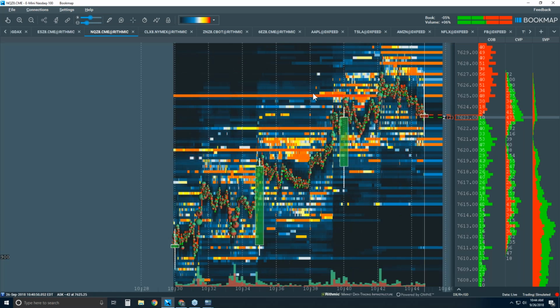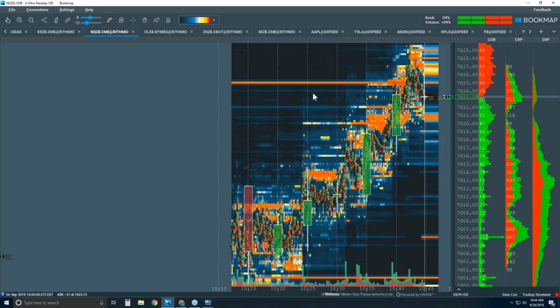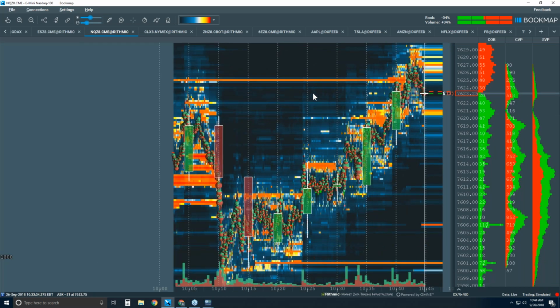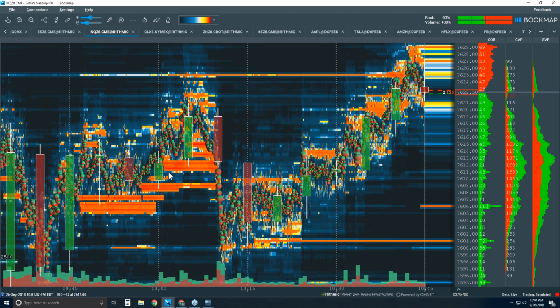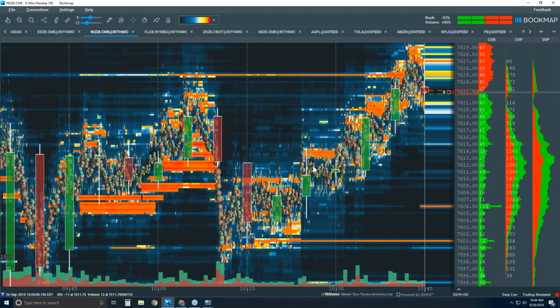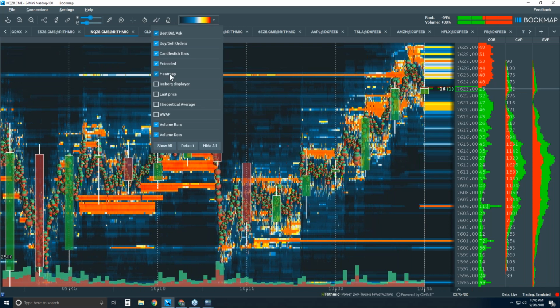Now that heat map, we can zoom out here and we can start to understand this heat map on much higher time frames. Where are they bidding and offering? Where are they interested in buying and selling, and did they get filled or not? Anyway, we can go over the higher time frame here in a minute.